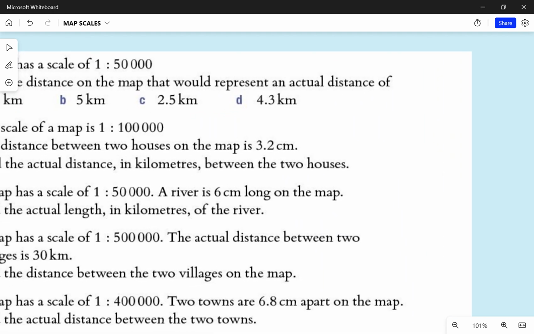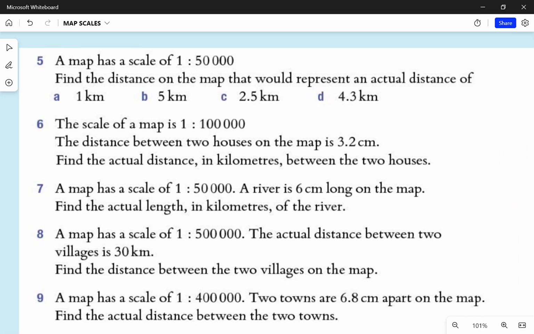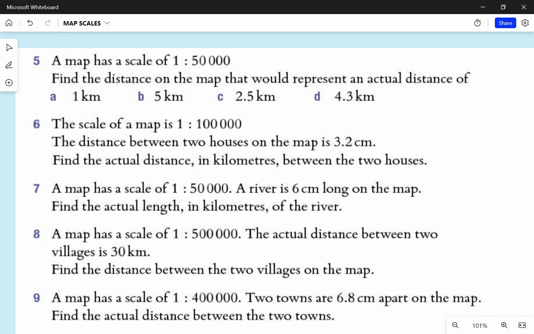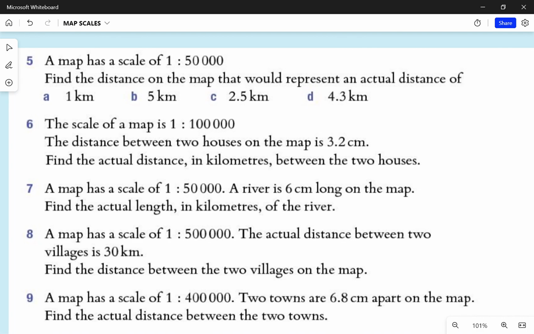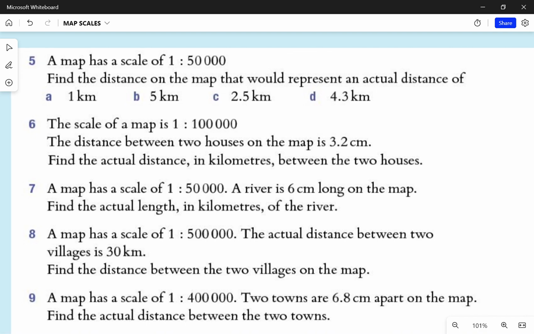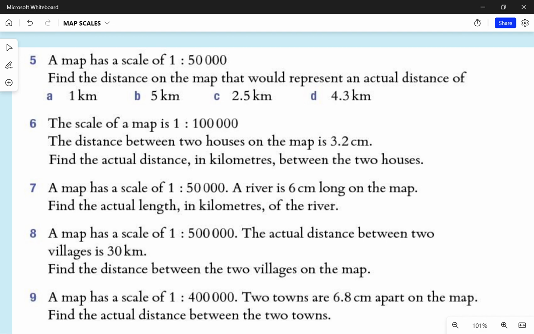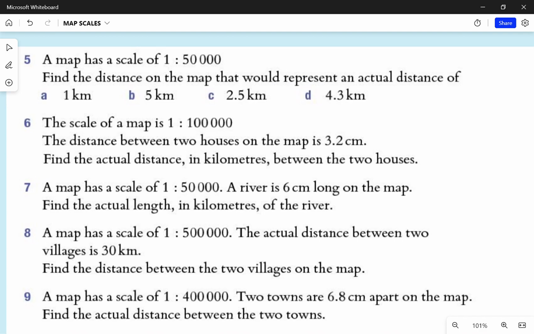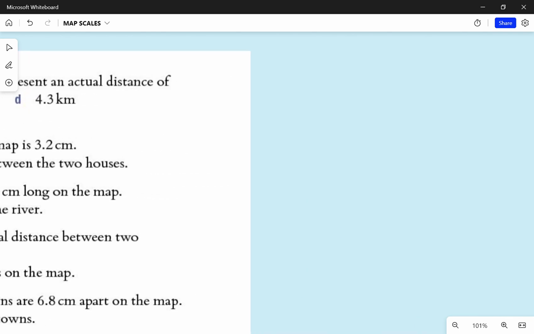So this one is saying, a map has a scale of 1 to 50,000. Find the distance on the map. When we say distance on the map, we are simply saying what is the distance on paper that would represent an actual distance of 1 kilometer. Meaning what distance on paper will represent a real life distance of 1 kilometer. B, 5 kilometers. So let's go straight into the solutions.